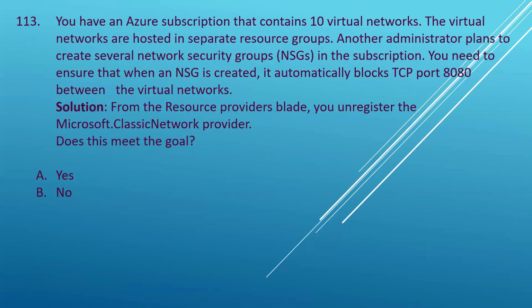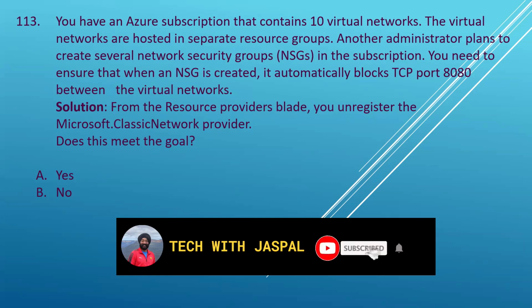Next question. You have an Azure subscription that contains 10 virtual machines. The virtual networks are hosted in separate resource groups. Another administrator plans to create several network security groups in the subscription. You need to ensure that when an NSG is created, it automatically blocks TCP port 8080 between the virtual networks. The solution you provide is: from the resource providers blade, you unregister the Microsoft.ClassicNetwork provider. You need to tell whether this solution meets the goal.